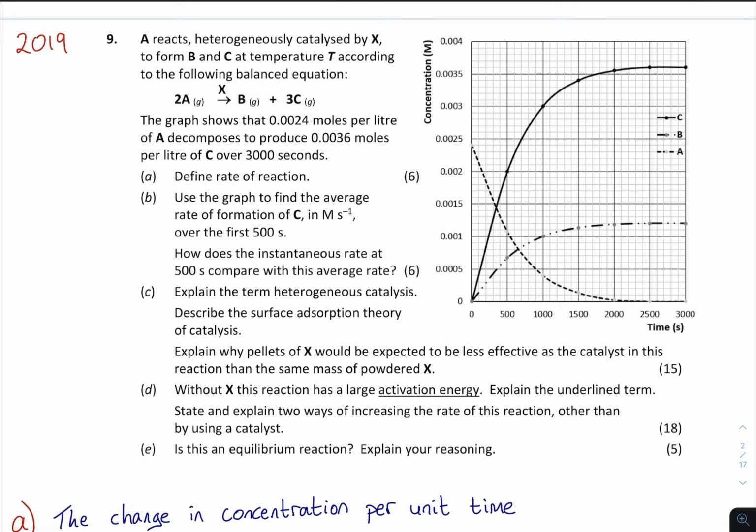And if we look at A, which was our reactant to start off with, that was catalyzed by X. A over here is this guy over here. And we can see A starts off with a certain concentration, and over the 3000 seconds it decreases. In fact, by the time it gets to the end of 3000 seconds, it's 0. So therefore it has been all used up.